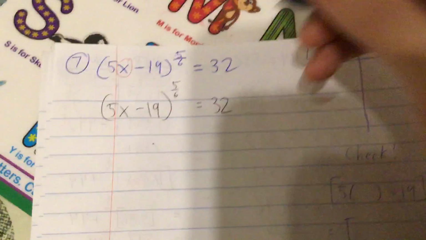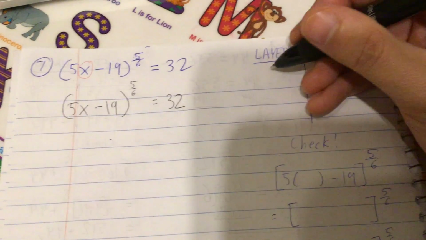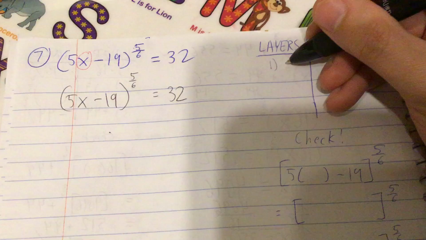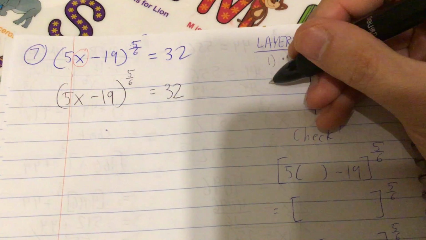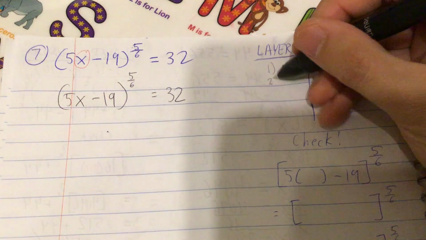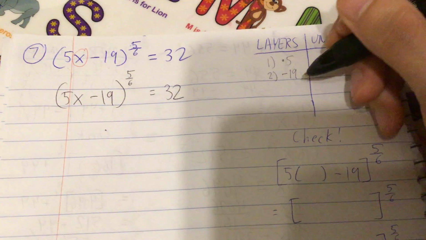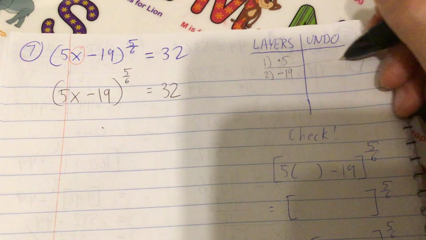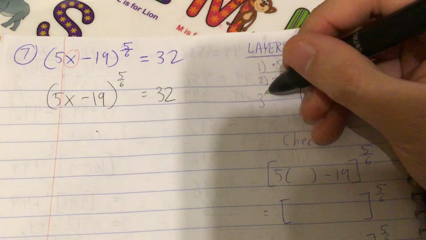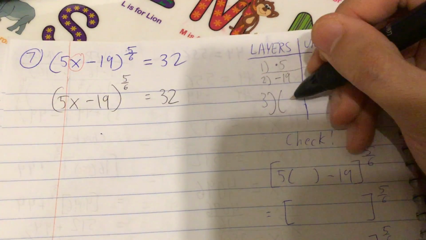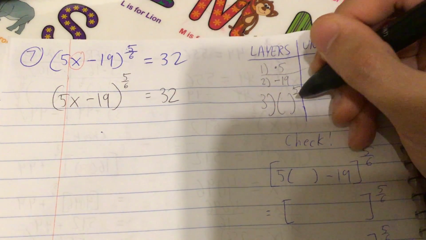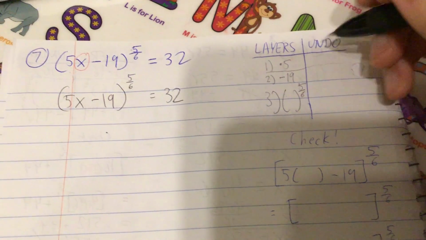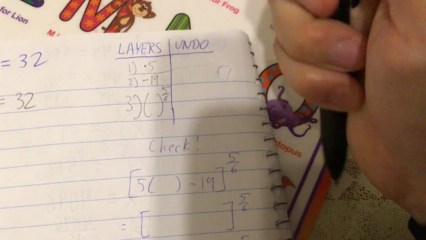Okay, so first things first. Multiplied by 5, then subtracted by 19, and then the whole thing is taken to the 5/6 power. How do I undo all 3 of these layers?